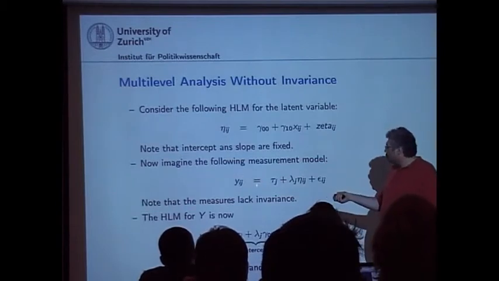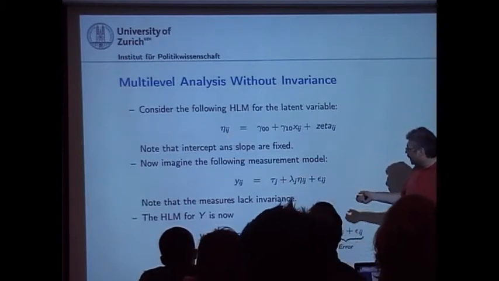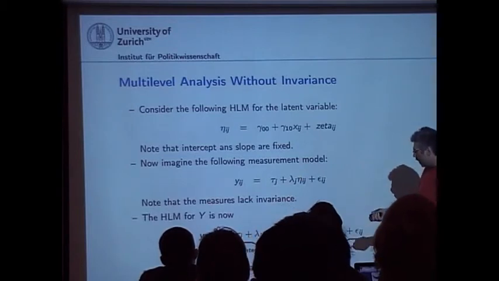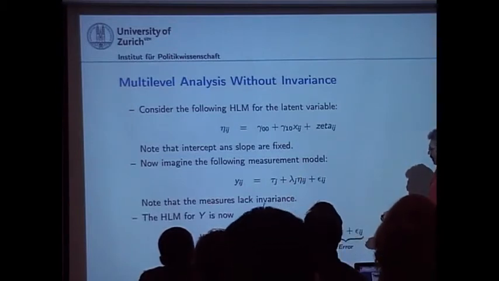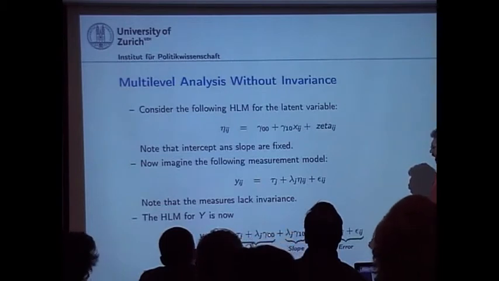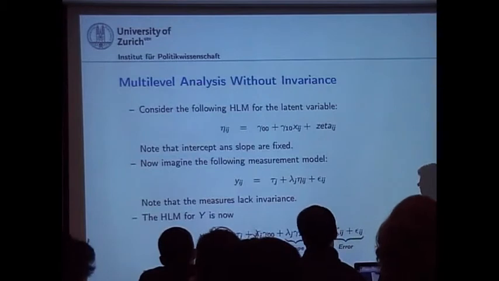Now, substitute this equation into that equation, then you get y_ij equals tau_j plus lambda_j gamma_00 plus lambda_j gamma_10 x_ij, and then this error term.